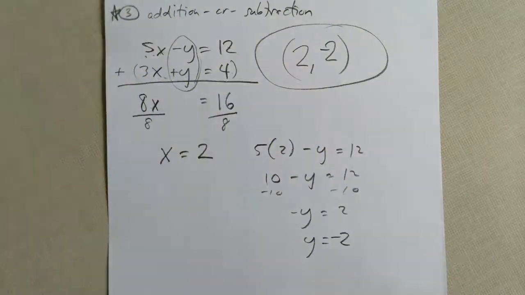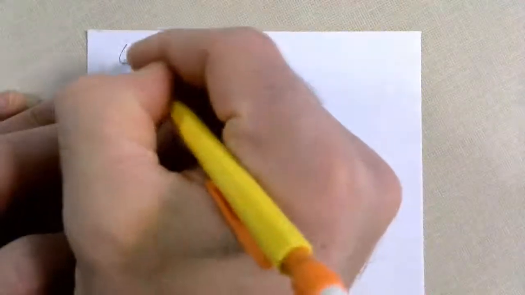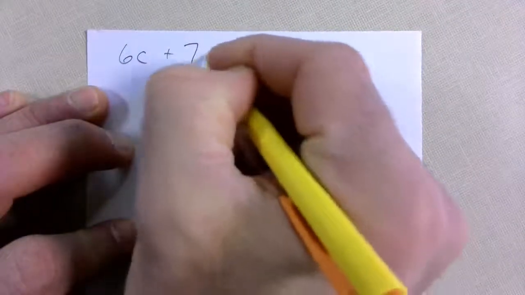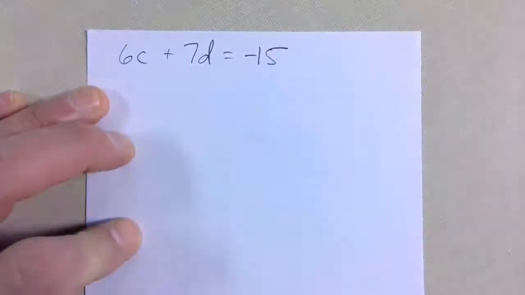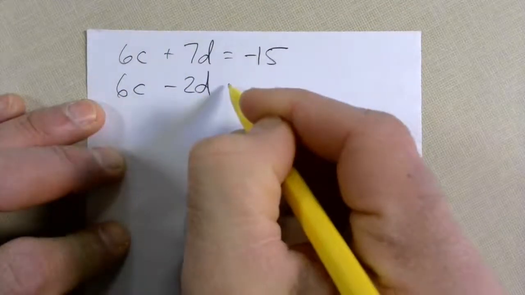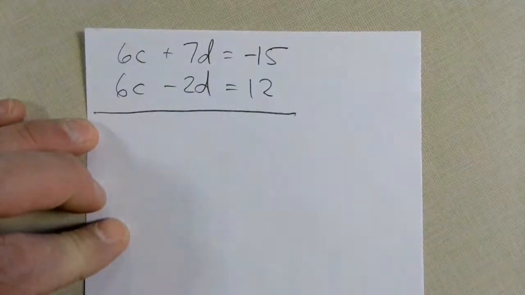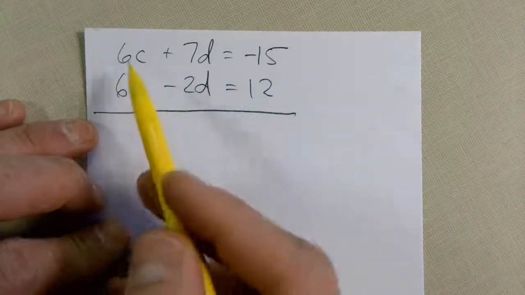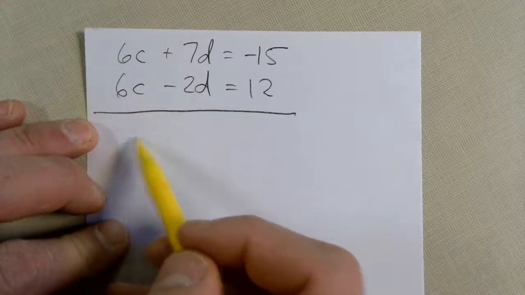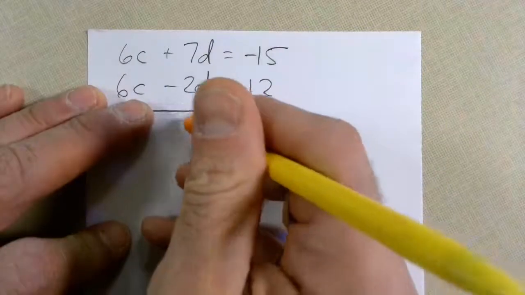Okay, let's do another one. That was the addition method. I added the two equations in order to eliminate one variable. Now this time I'm going to subtract. 6c plus 7d equals negative 15. 6c minus 2d is equal to 12. Now, could I add them? Yes. Would it give me anything useful? No, because look, 6c and 6c would be 12c, and this would be 5d. We need to get rid of one variable.